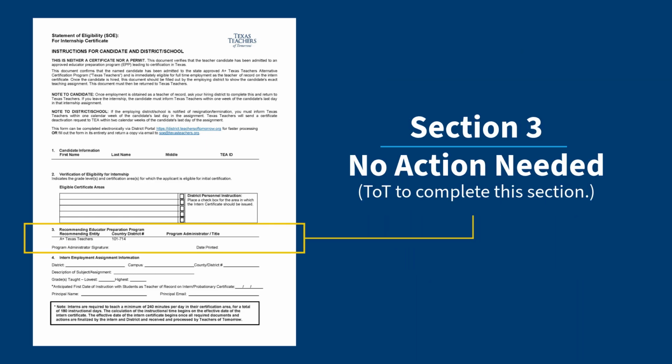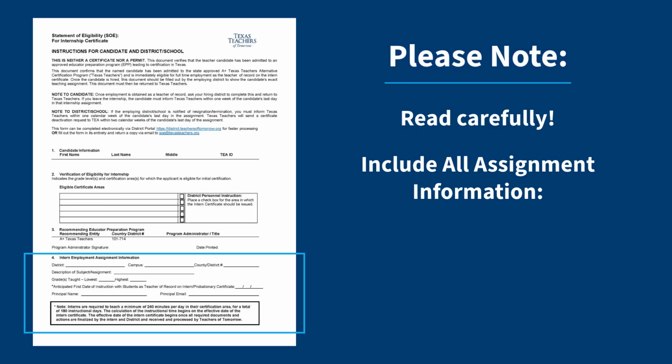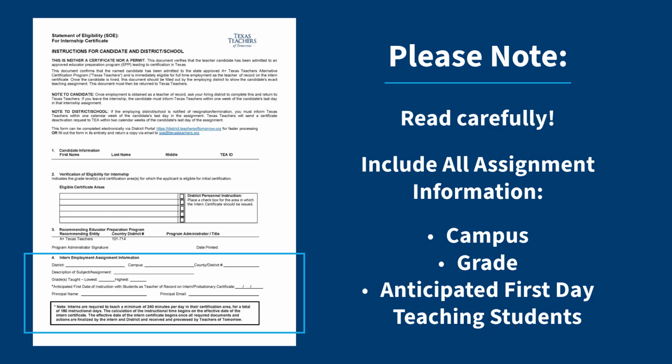No action is needed on section 3. This is for TOT. Moving on to section 4. This is where districts should provide all of the candidate's employment information. Read carefully and be sure to include assignment information, the campus, the grade, and the anticipated first day of instruction with students as a teacher of record on an intern or probationary certificate.